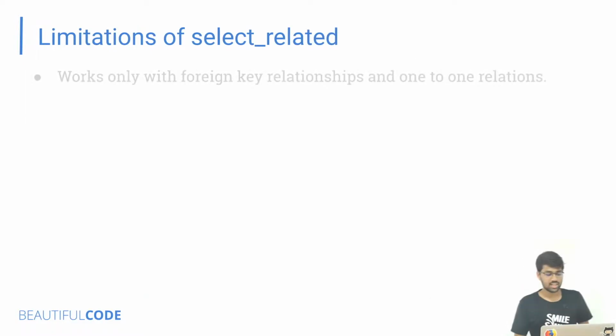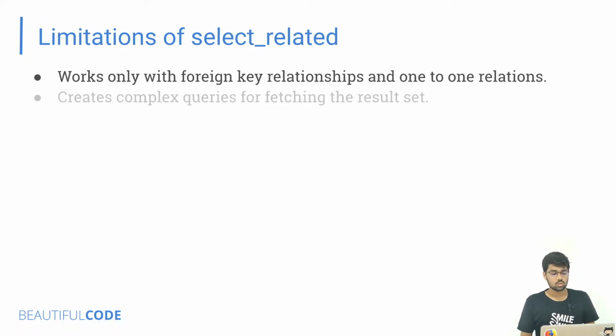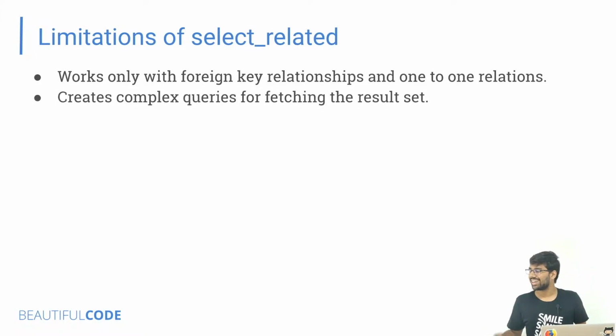So what are the limitations of select_related? It only works with foreign key and one-to-one relations. Also, as I said, it creates joins, so it creates complex queries for fetching the result set. Our author is a many-to-many field. So what if we want to print all the authors for each book? We want to print books along with genres and authors. Since it's a many-to-many field, from a SQL perspective it would be an n×n join to print all the authors.